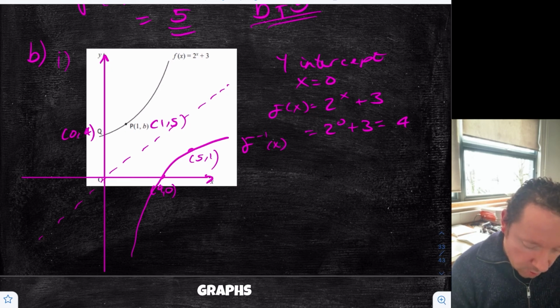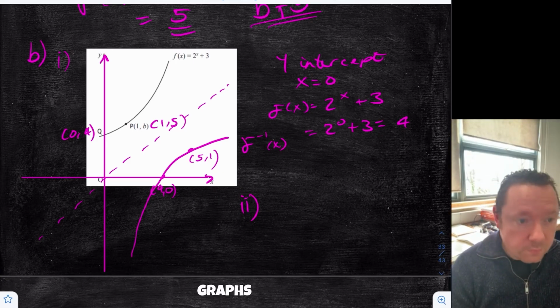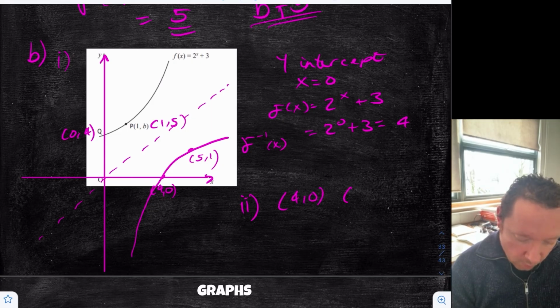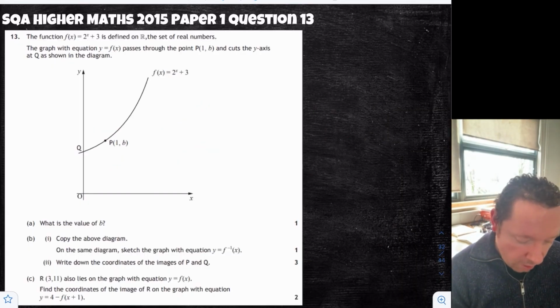And then for part 2, I've already done the work for it. The images of P and Q, we've got 4, 0 and we've got 5, 1. And we're done there.